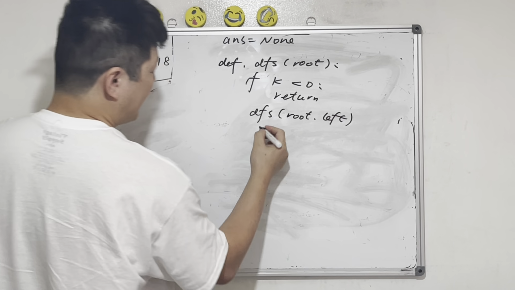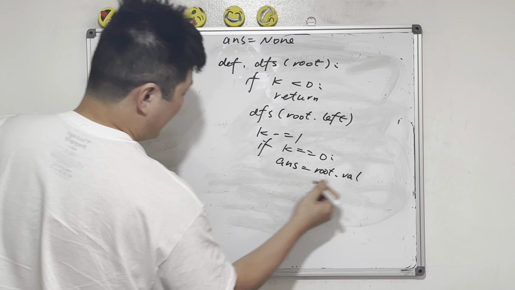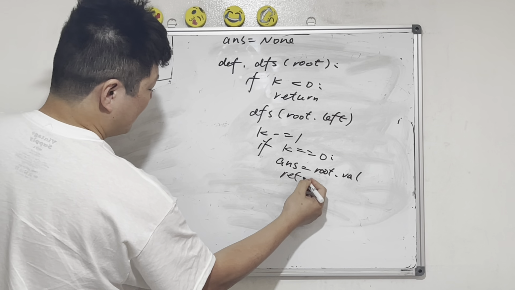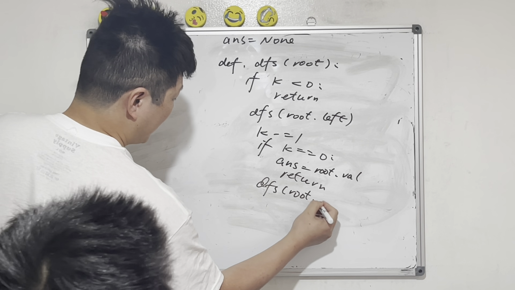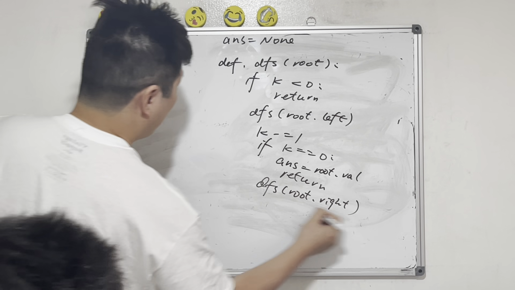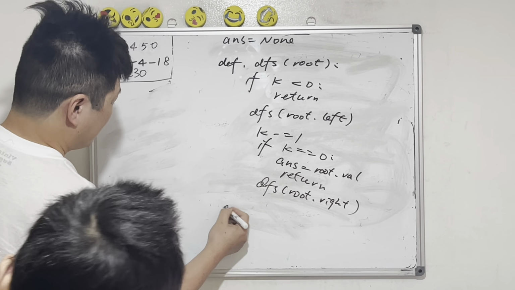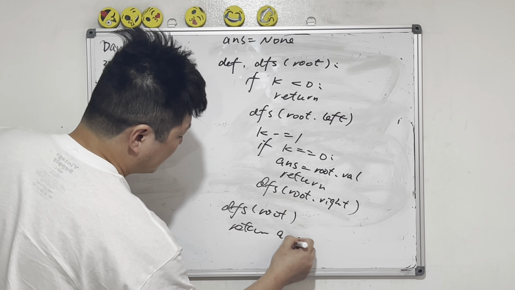And then k minus equals 1, right? We have visited one more node. If k equals 0, then we set answer equals root.value and return. Okay, we return here. And now we can do dfs root.right. And then we do dfs root, and then we return the answer. You see, this is a small improvement.